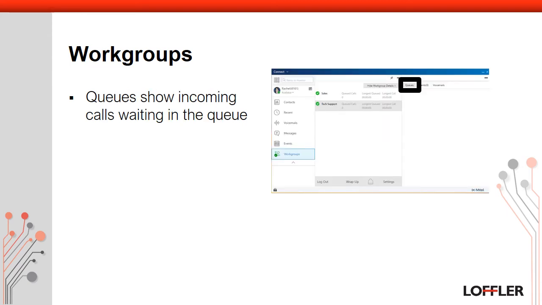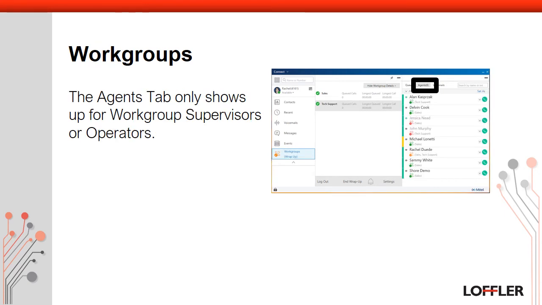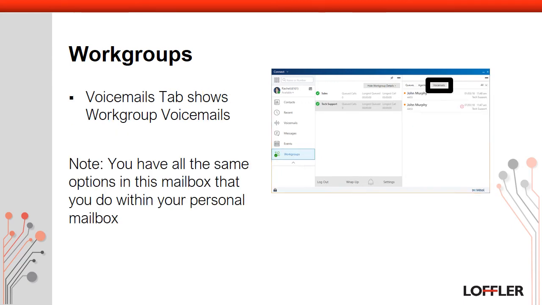The Queues tab shows you incoming calls waiting in the queue. The Agents tab only shows up for workgroup supervisors or operators. They have the option to log people in, out, or put them in work time, and also see who is logged in and logged out. The Voicemails tab shows workgroup voicemails. Please note, you have all the same options in this mailbox that you do within your personal mailbox.